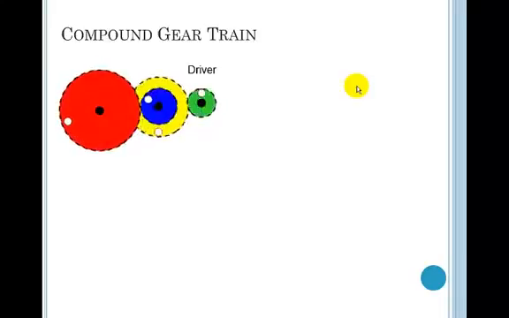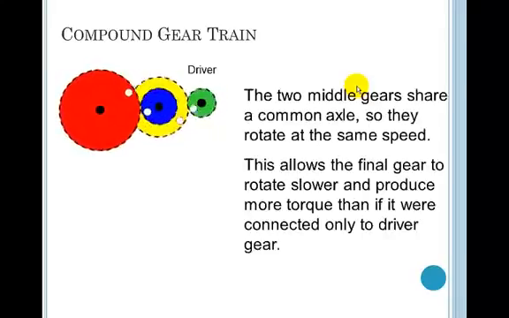In that scenario, you can see that the red gear is much larger than the blue gear, so it has a much reduced speed. How do we calculate the overall gear ratio for that? The two middle gears have a common axle, so they're going to rotate at the same speed. What this lets us do is make the final gear rotate slower and produce more torque than if it were connected directly to the driver gear.